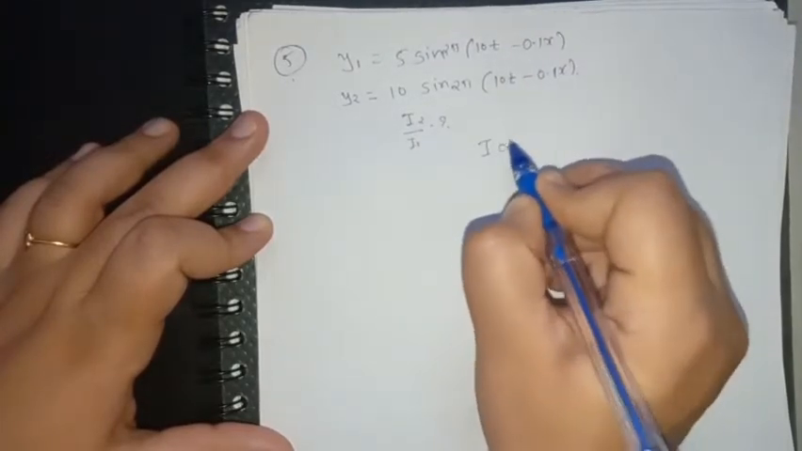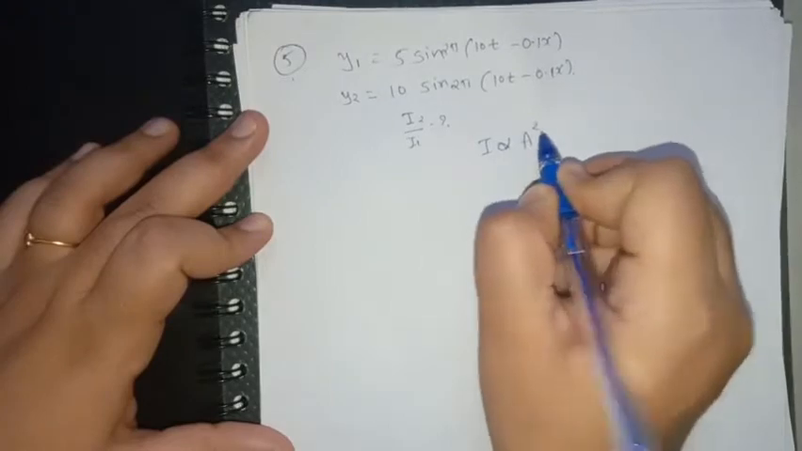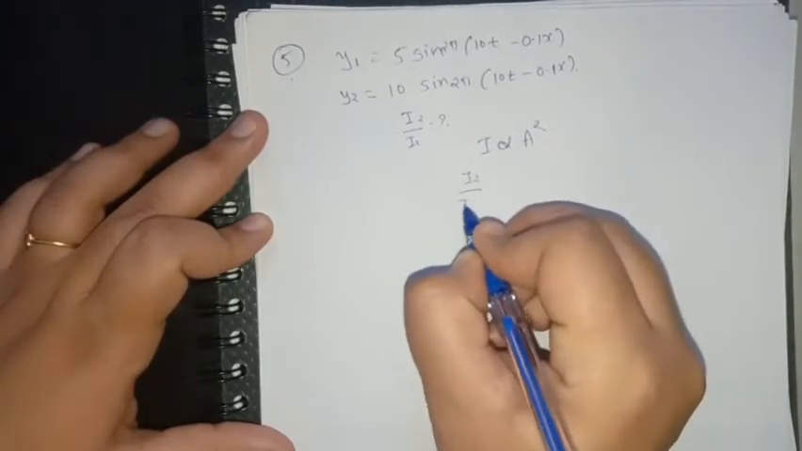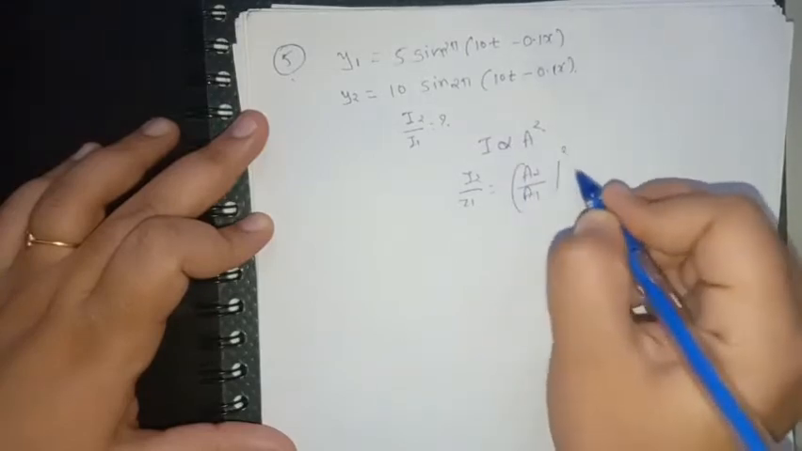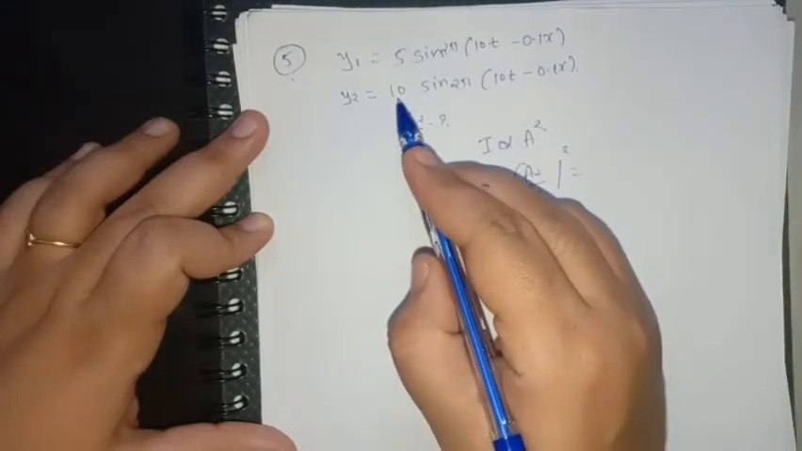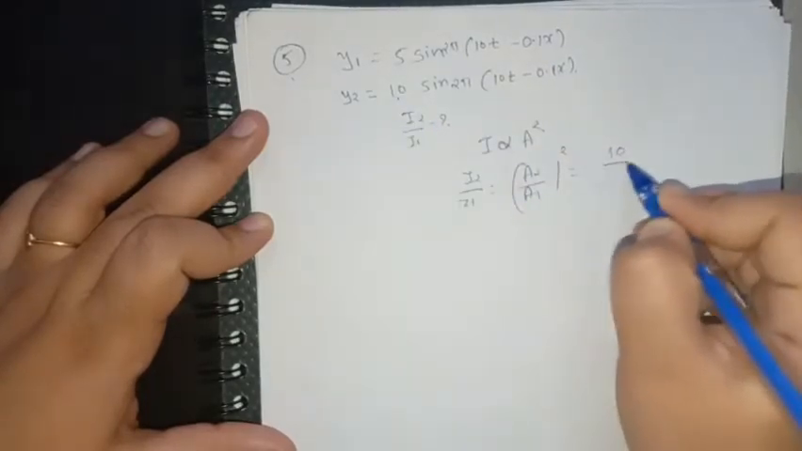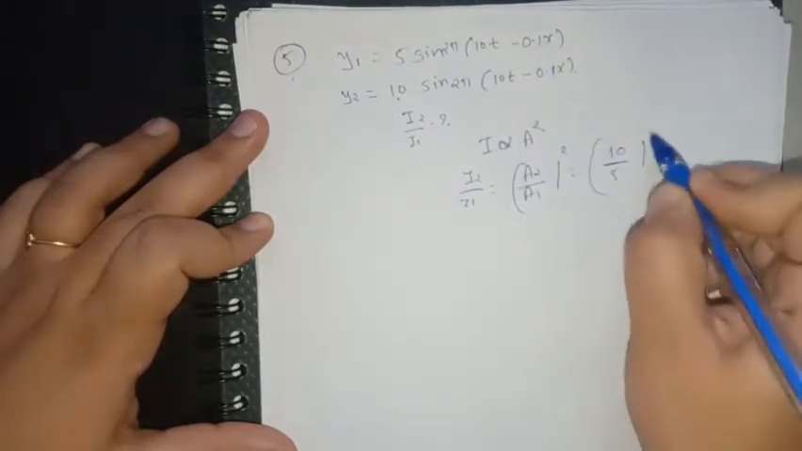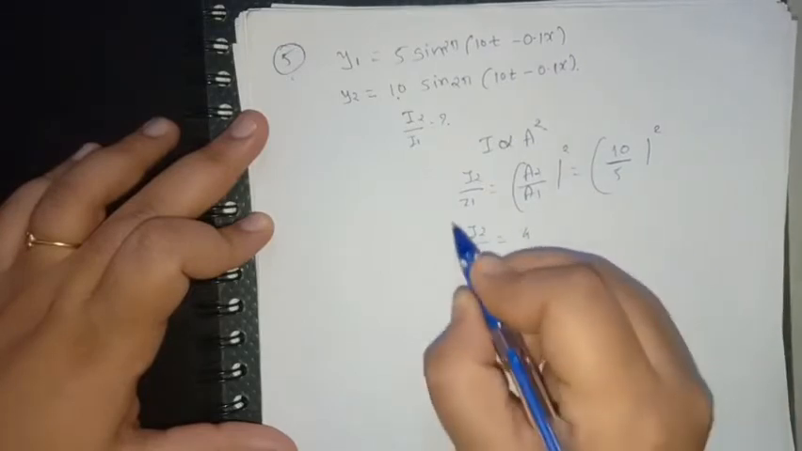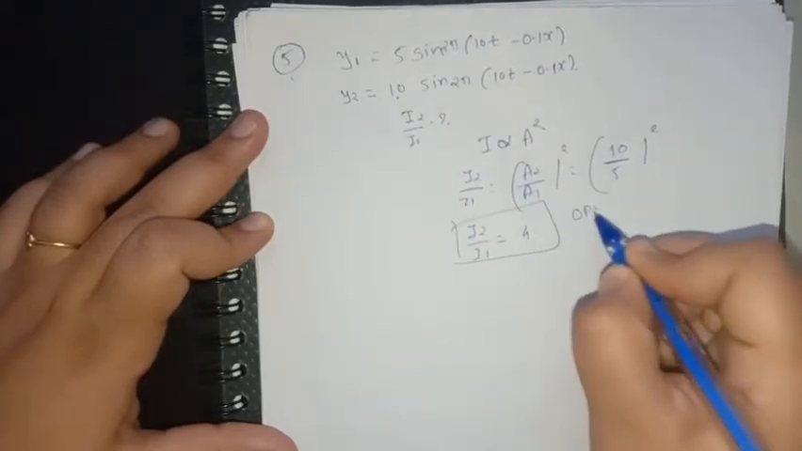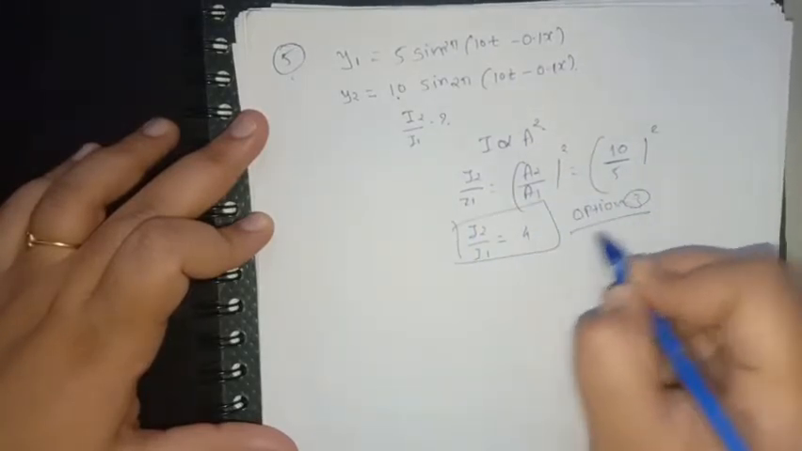The intensity is directly proportional to amplitude square. So I2 by I1 can be written as A2 by A1 whole square. Here amplitude of second wave is 10 divided by 5 whole square. So I2 by I1 will be 4. So option 3 is correct option.